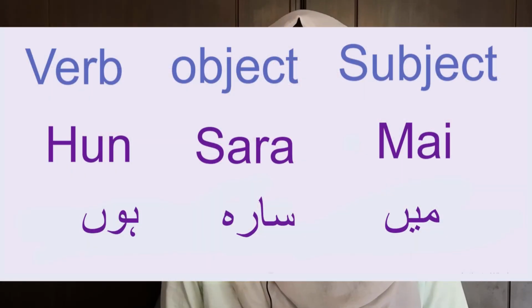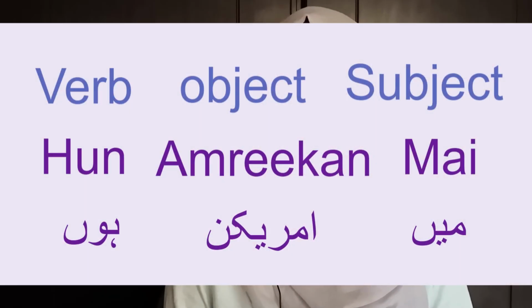Subject, object, and verb. Let's say I want to say I am Sara. How am I going to say that? I'm going to say मैं Sara हूँ. Try it with your name. Now let's say you are American. How are you going to insert the adjective of nationality between the subject and the verb? You're going to say मैं American हूँ, which means I'm American.